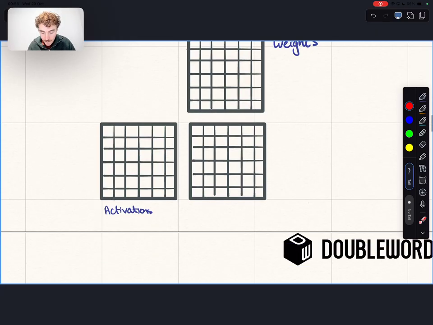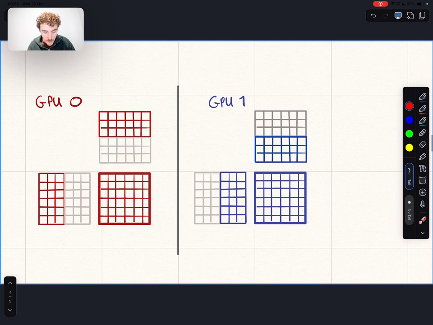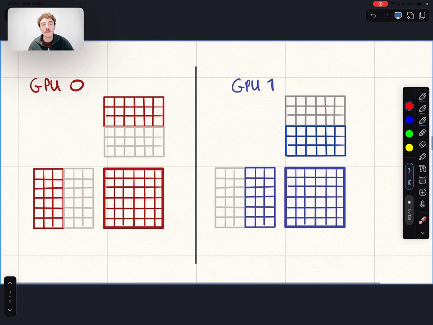So how can I do that? Well, you can do something like this. You can split the various matrices up and store them on different GPUs. So in the grayed out bit is the part of the matrix that I'm not storing on my GPU, and the bit in color is the bit that I am storing. So on GPU 0, we have these matrices in red, and on GPU 1, we have these matrices in blue.